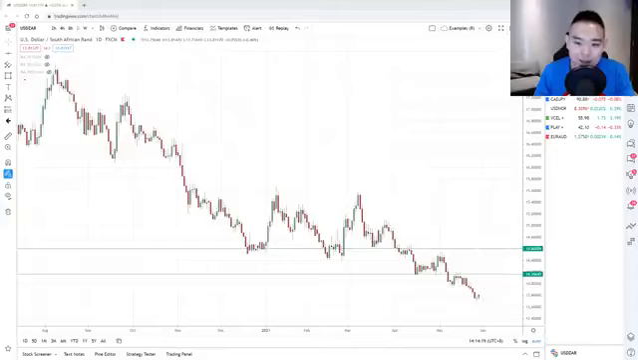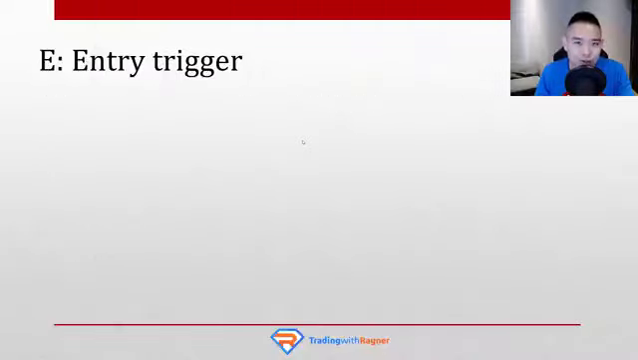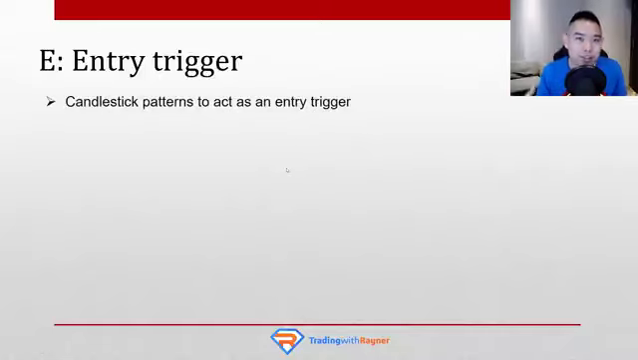So once you have identified the market which is trending, the next thing to do is to identify your area of value. You can use things like support, resistance, moving average, etc. And once you have nailed this down, the third thing is to look for a valid entry trigger. And what is an entry trigger? This is simply a price pattern that tells you that the buyers are momentarily in control and you can now enter a trade. So this is where candlestick patterns are useful to serve as an entry trigger. We covered so much, right?